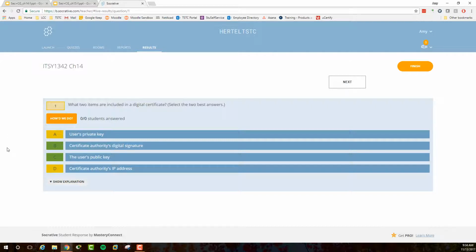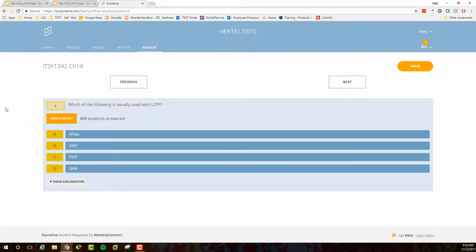Okay, so the two items included in a digital certificate are the digital signature from the certificate authority, the person that made the certificate and verified it, as well as the user's public key. So the public key, again, is something that can be seen. The secrecy of the communication is not dependent on the public key, it's dependent on the private key. That's why that's what we find in the digital certificate.